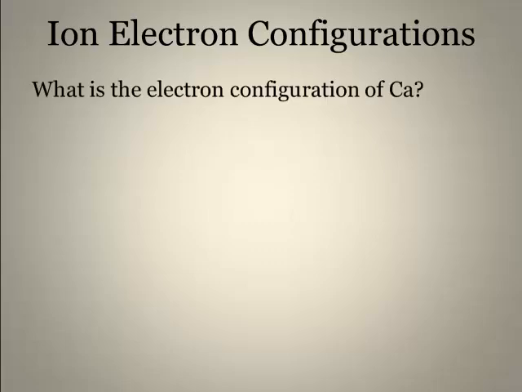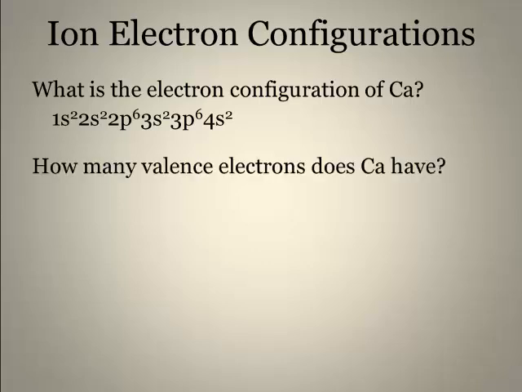Look at another example. Write the electron configuration for an atom of calcium. 1s2, 2s2, 2p6, 3s2, 3p6, 4s2. How many valence electrons does a calcium atom have? 2. How do you know? Look at the electron configuration or the column number on the periodic table.